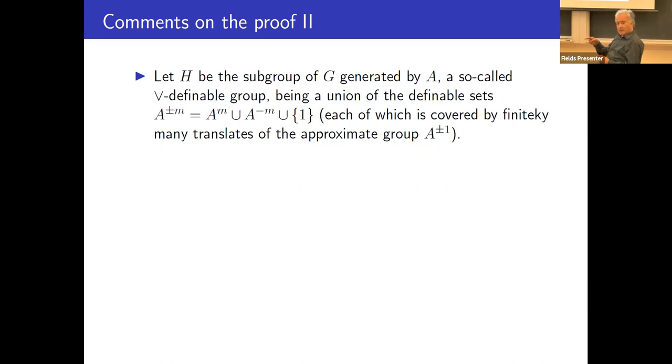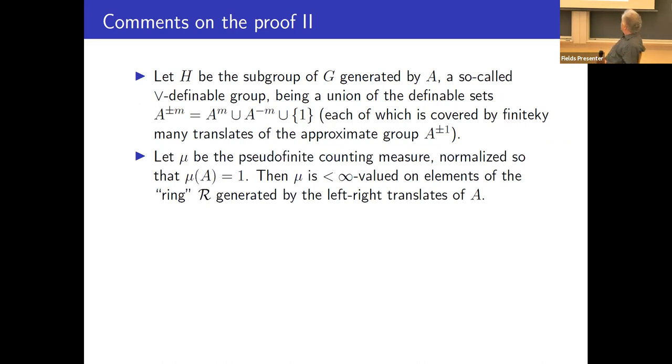So you have A, replace it by A^{±1} together with one. It's an approximate subgroup for some K. You see K goes up in the ultraproduct. You've got approximation, and then it's covering all these definable pieces of H in finitely many steps. So A is actually generic in H. H is a V-definable group. To be generic in H means every definable piece of H is covered by finitely many translates of A.